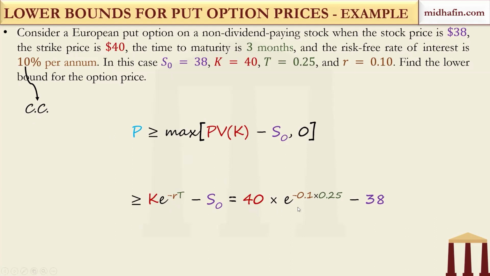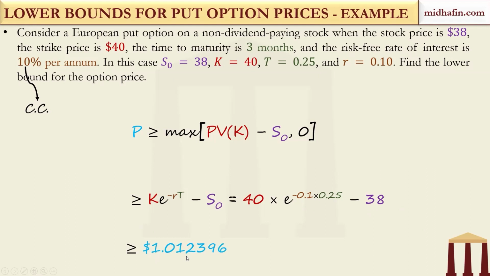So 40 times e raised to the power of minus RT, which is the risk-free rate of return, and the time period, 3 months, is actually equal to 0.25 years. And always remember to keep the time period in years, okay, not in months. Always remember that. Minus the asset price today. So we get the lowest possible price, which is $1.01.